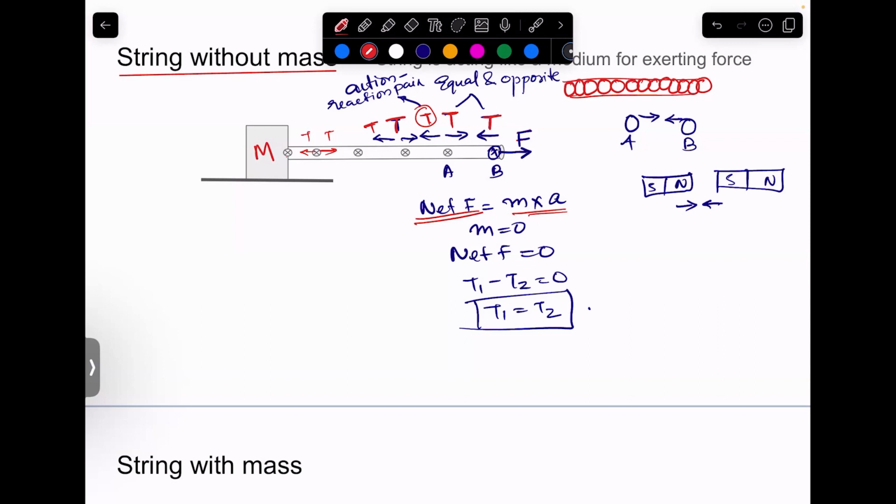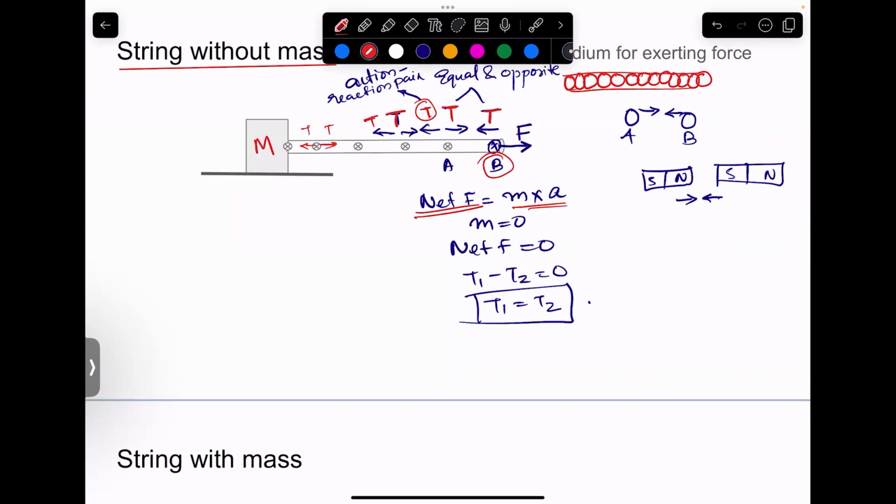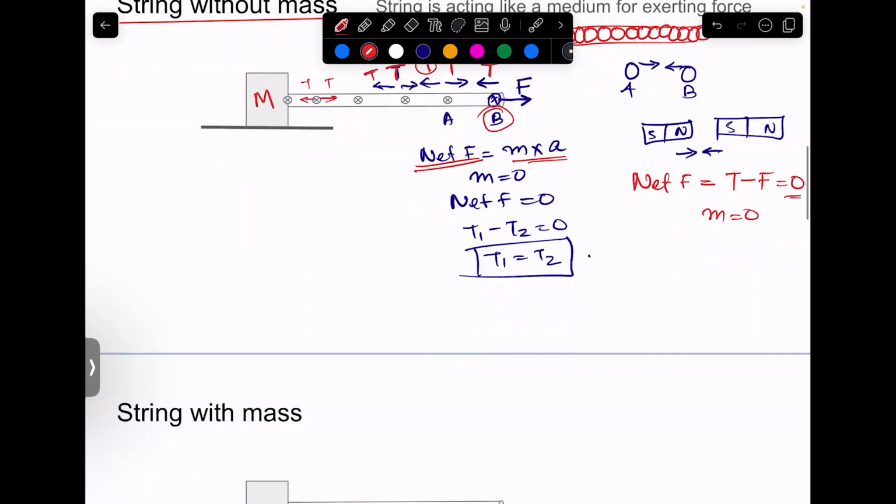Okay, so you can imagine this point now, B. Okay, point B, what is happening? Here also you can use net force equal to T minus F equal to 0. Why 0? Because m equal to 0. So m equal to 0 means net force equal to 0. That means T equal to F.